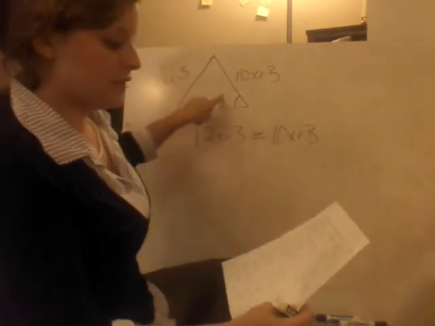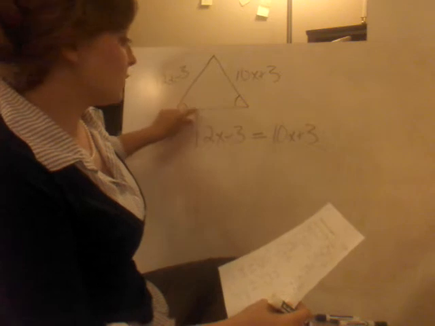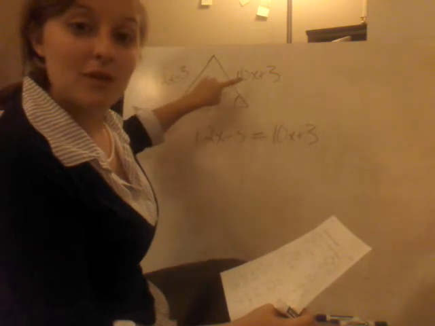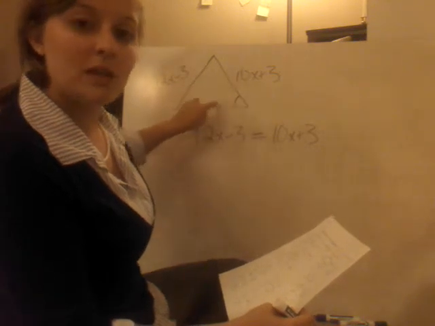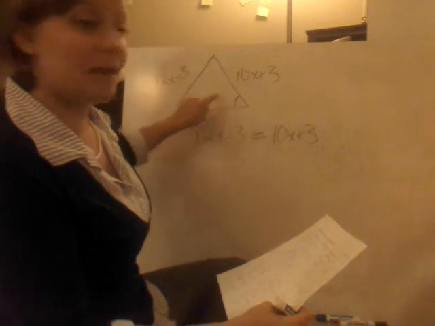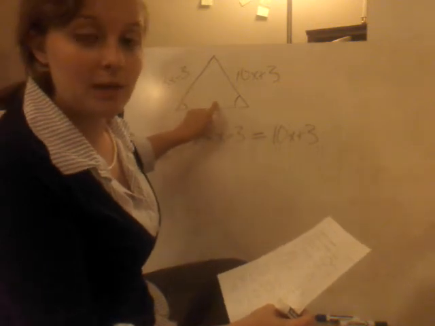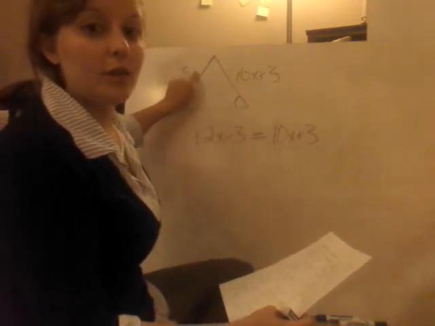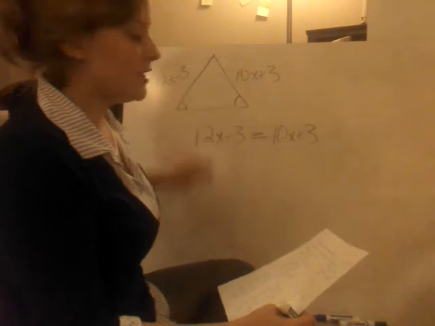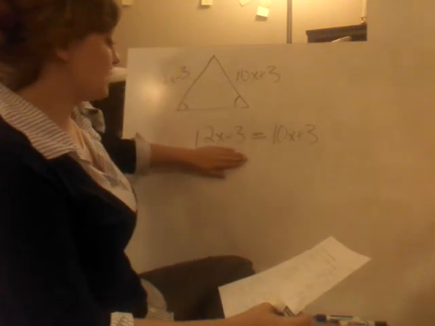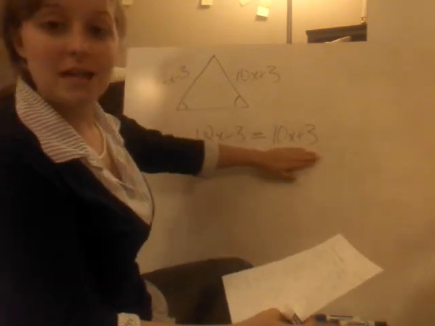I've got my triangle here. Now I have my two congruent angles, which means my two sides are the same. Remember, two of the angles are the same, two of the sides are the same. They're not equal to the angles by any means, but they're equal to each other. Just each other. Alright, so I've got my left side, 12x minus 3, equal to my right side, 10x plus 3.